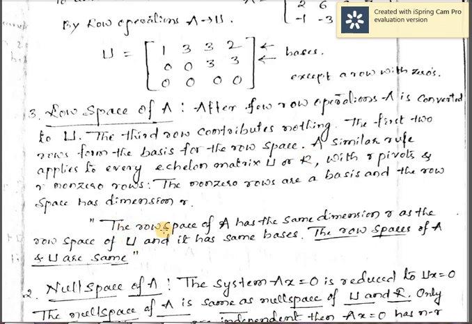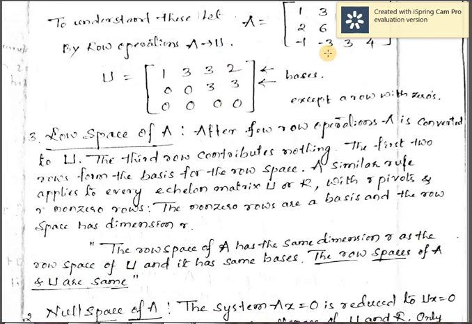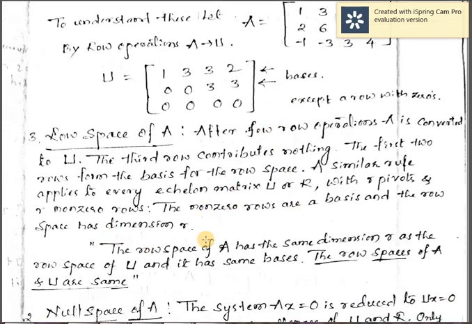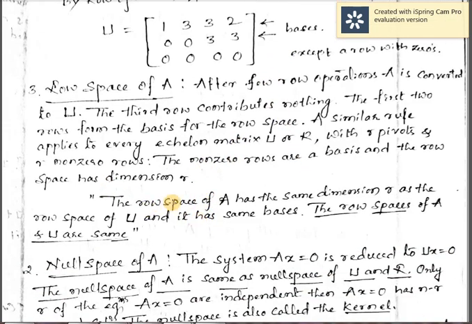So the row space of A has the same dimension r as the row space of U. The row space of this as well as A are going to be the same. The rank of the matrix will not change, whatever row operations are performed; the rank of the matrix will not be altered. So rank of U and A are equal. So that is the meaning.